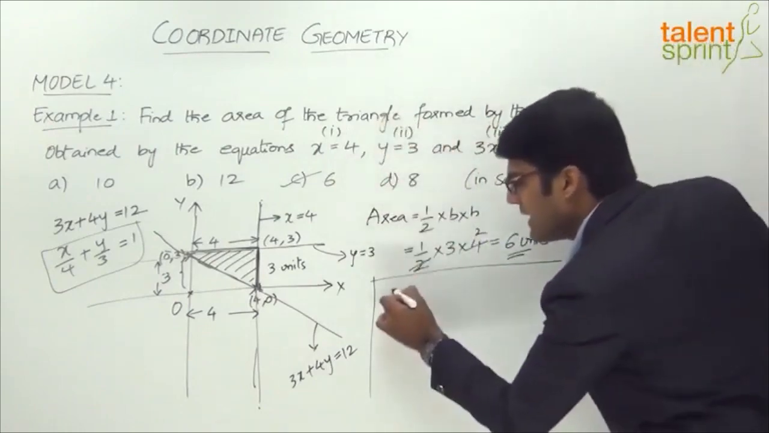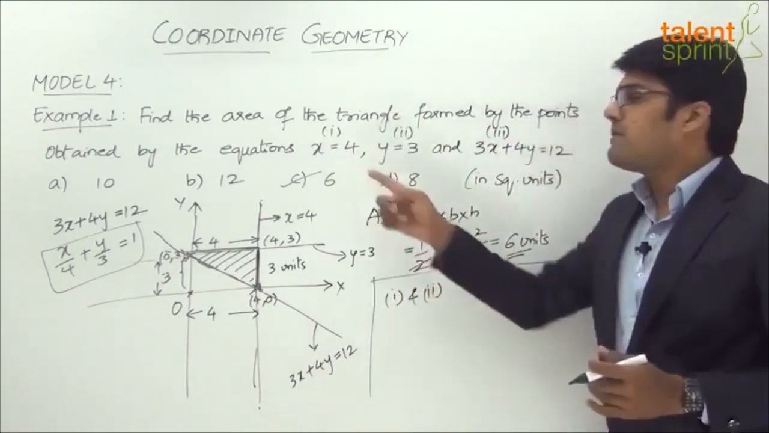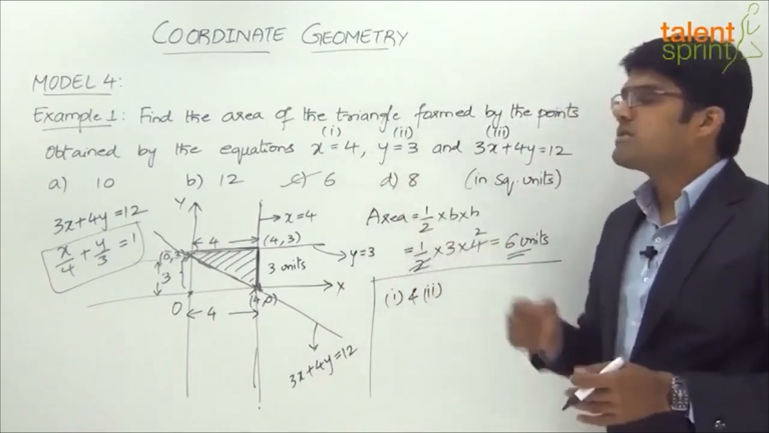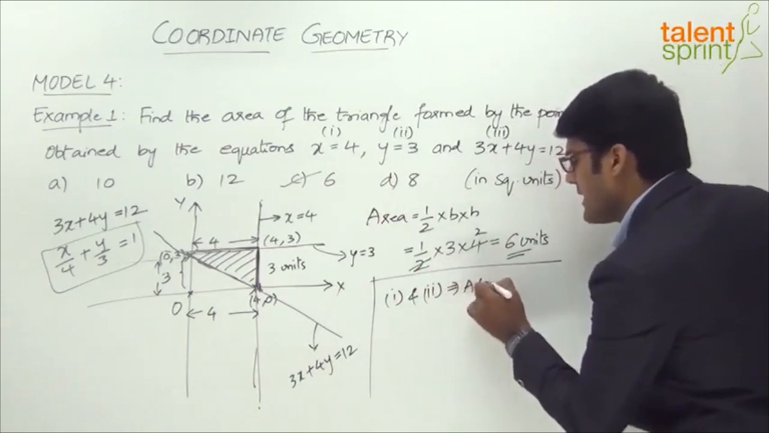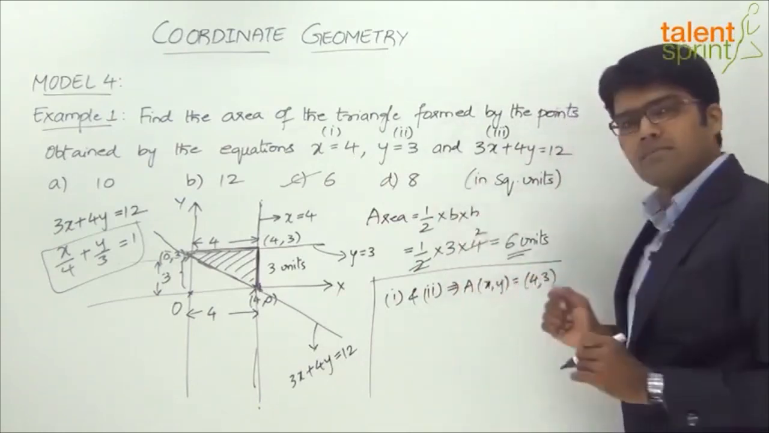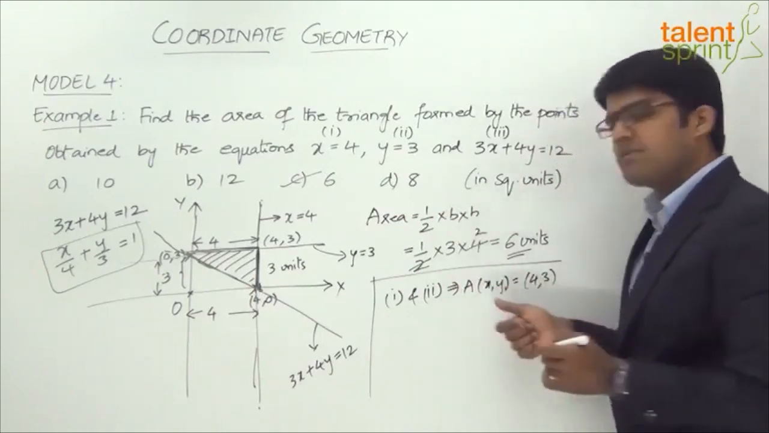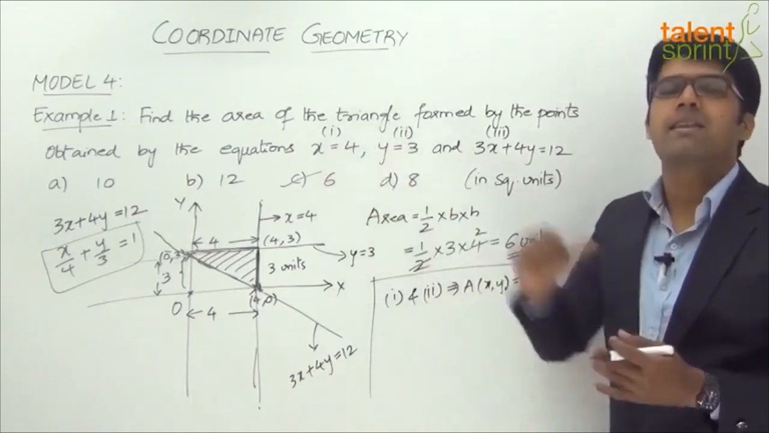Now, if you look at equations 1 and 2, what are they? Equation 1 says x equals 4. Equation 2 says y equals 3. So I can say that the vertex A, x comma y, is equal to 4 comma 3. Directly we know the values. Or we can take x1 y1 as 4 comma 3. By solving, there's nothing to solve. Directly the values are given.